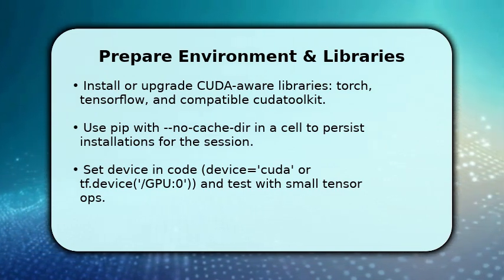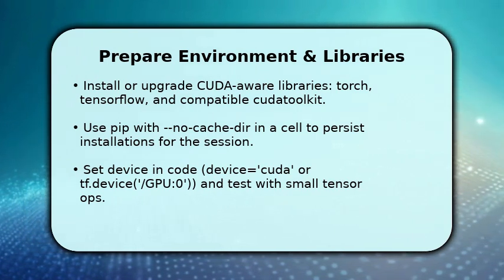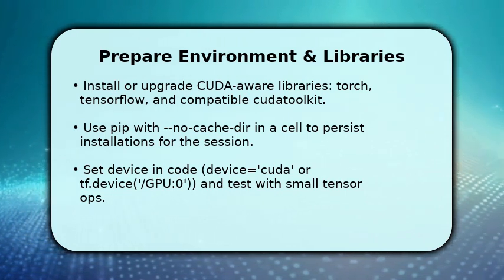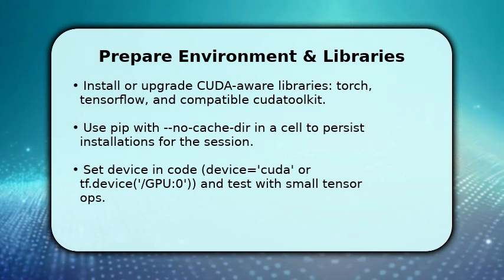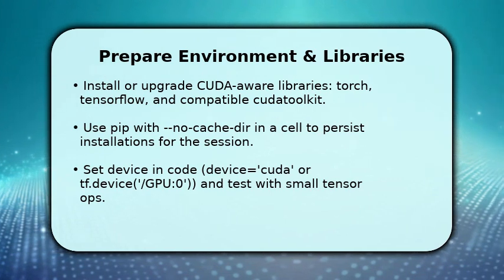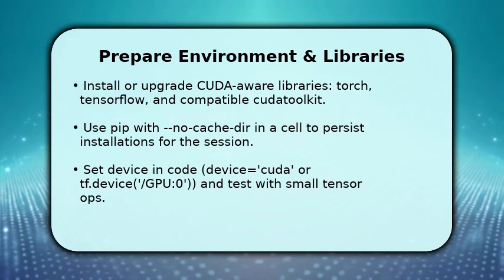Once libraries are installed, explicitly set the device in your scripts. Device equals CUDA for PyTorch, or TF device for TensorFlow, because that directs tensors and models to GPU memory. After that, run a quick tensor creation and math operation to confirm kernels execute on the GPU without errors.